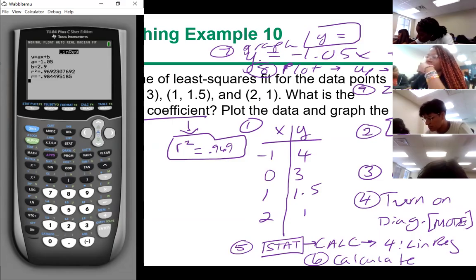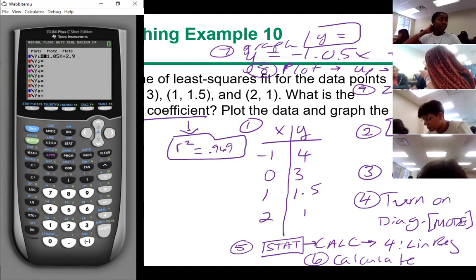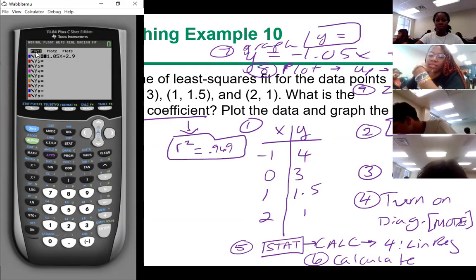Next, I'm going to graph. In order to graph, we go to y equals. Because I stored mine, when I go to y equals, what is already there for me? My equation, right? If it wasn't, I would type it in for myself. That last step is 8. We're going to turn on our plot. So we arrow up and hit enter, and that turns on your plot. Notice that it is bold. That's how you know the plot is on.